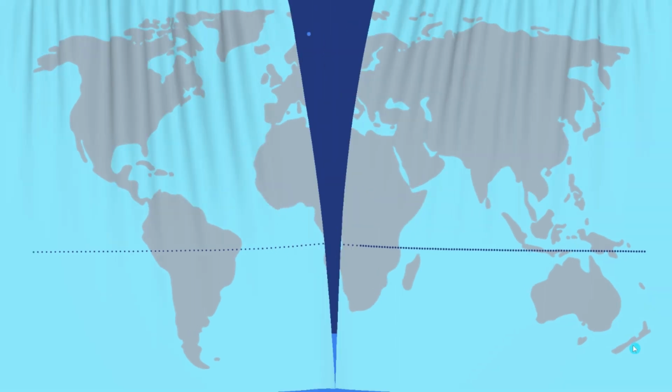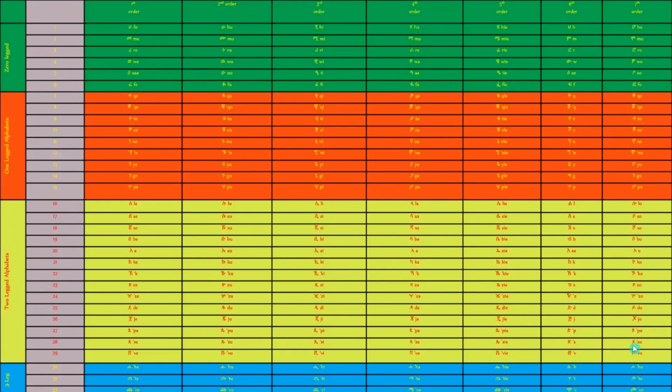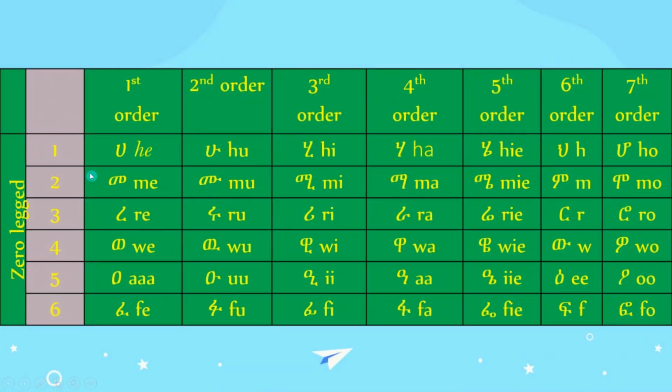In our new chart, characters with similar patterns, so characters with the same amount of legs, are put together and arranged in a natural order. So zero-legged alphabets are put together, and their set number is from 1 to 6. In our new chart, they are all zero-legged alphabets.